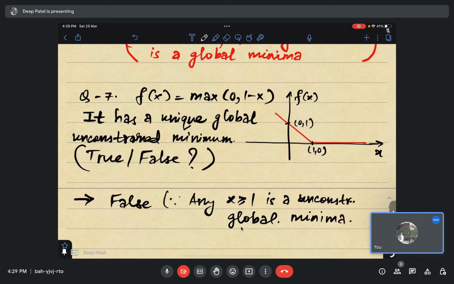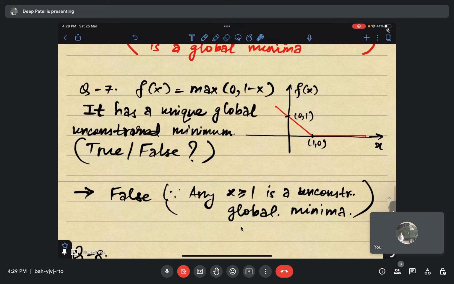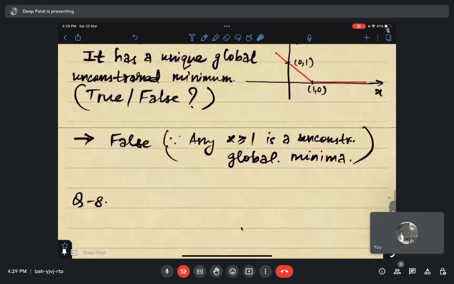By the way, this is also a convex function. So just to answer the question you asked, I know you said it by mistake, but it is just another example where the global minima is not unique.